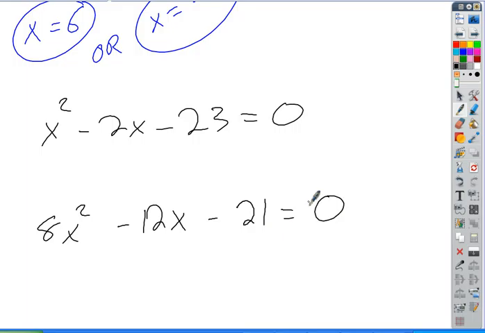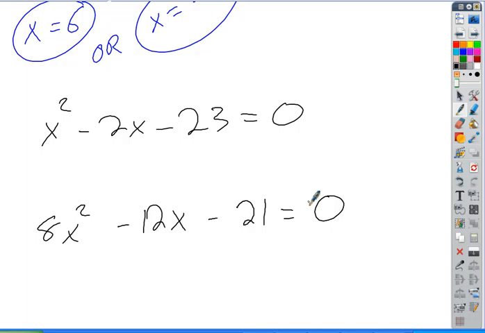Now, if we were going to take a crack at that one back in section 5.2, you would have been thinking, oh my gosh, that's going to be terrible. And you would have been partially right, because those are hard. To do this kind, where I can't factor out a greatest common factor, I'm stuck. I've got an 8 in front of the x squared. Think of all the factors of 8: 8 and 1, 4 and 2, 2 and 4, 1 and 8.